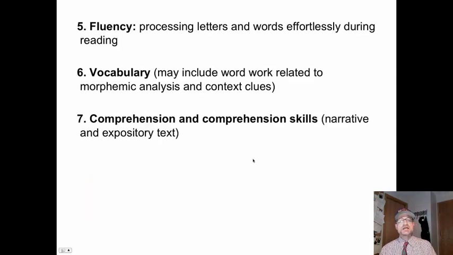Fluency should be part of any literacy program. The goal here is to help the processing of letters so that you can read smoothly and effortlessly. The word automaticity is used here so you don't have to process individual letters and words. Vocabulary. This may include word work related to morphemic analysis and context clues, but some explicit instruction, strategies, exposure to new words. And I have more in-depth detail on that in my book and in other videos.